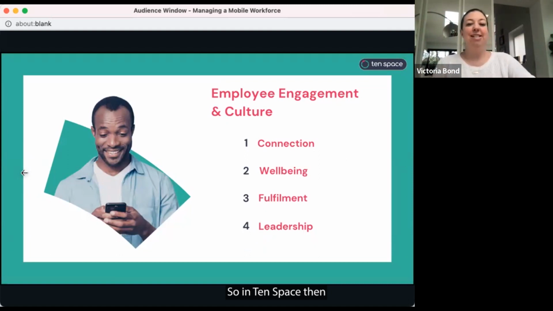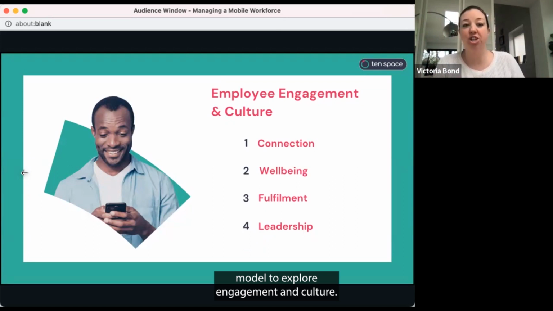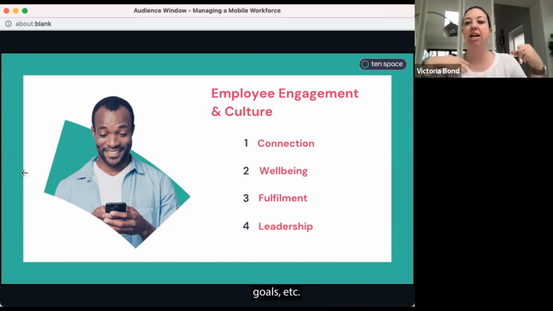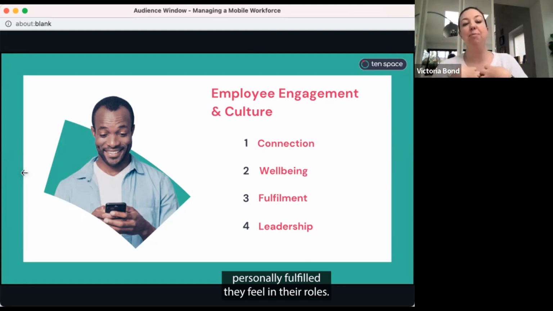So in 10 Space, we've got an engagement model that we use, and it's around four areas. We use this engagement model to explore engagement and culture in organisations. We look at connection, and this is about how connected employees feel to the organisation, vision, mission, values, goals, etc. Well-being is about their safety, psychological safety in the workplace. Fulfillment is about how personally fulfilled they feel in their roles, etc. And leadership is about their relationships with their leaders.